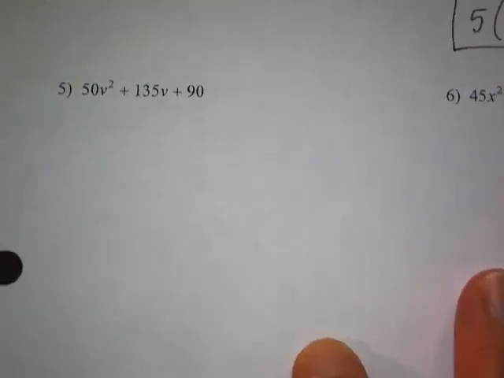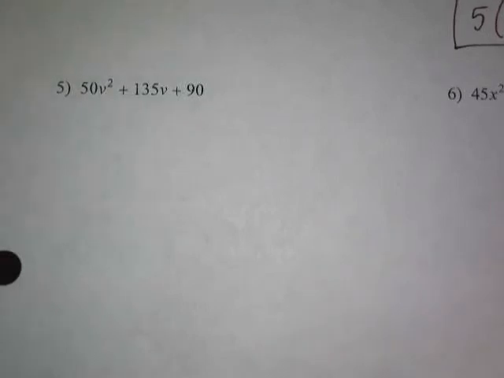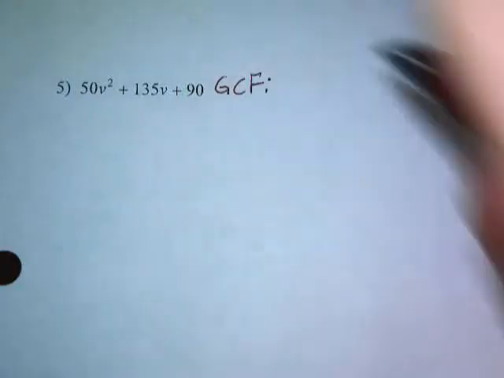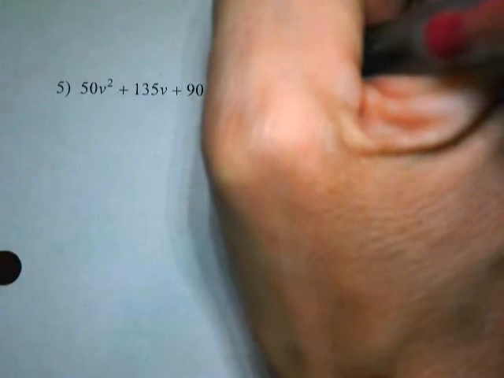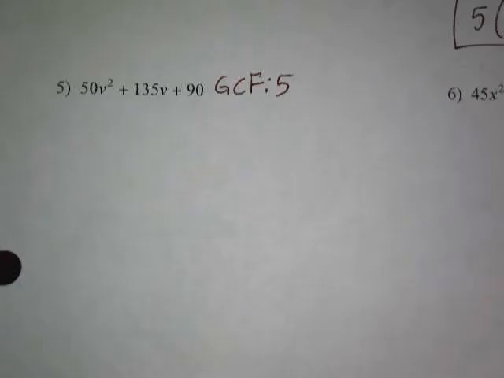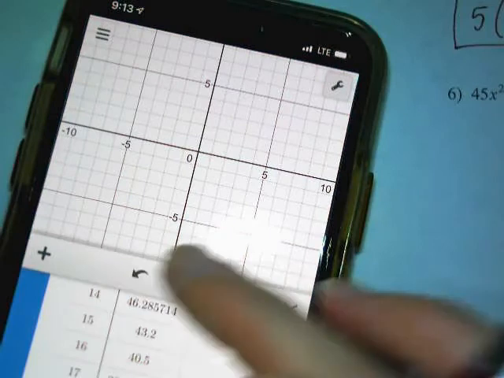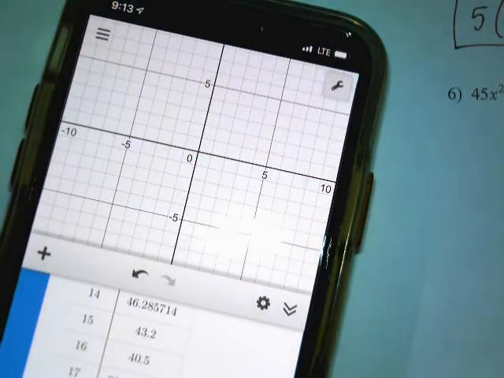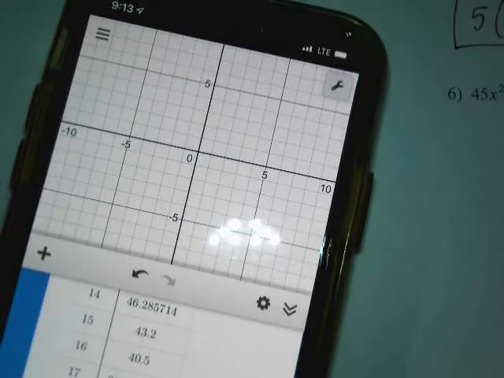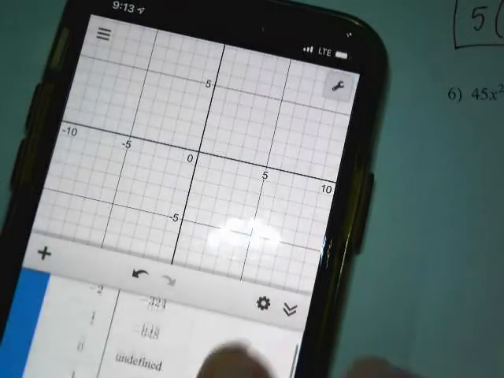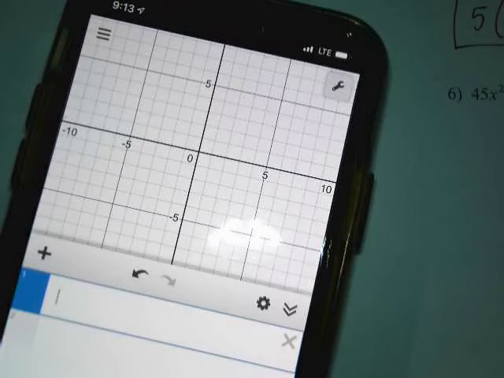Number 5, 50v squared plus 135v plus 90. Our GCF here is 5. There is also a way to find your GCF on Desmos. Google it. I honestly don't remember off the top of my head. I think you can type, sorry, I don't use my calculator very often. I don't use my phone for Desmos very often.